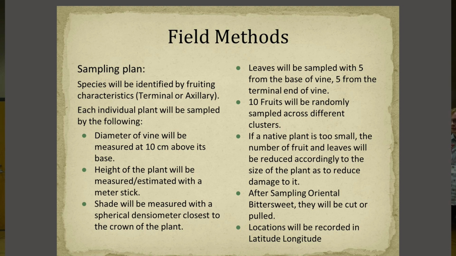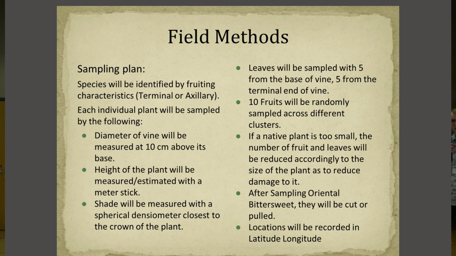And I'll take 10 fruits across the plant. I'll be measuring, more specifically, because they found that orbiculatus has smaller fruits, generally speaking, so I'll be measuring those by displacement. And also seed number per fruit.